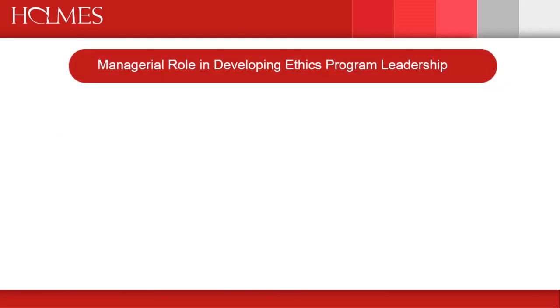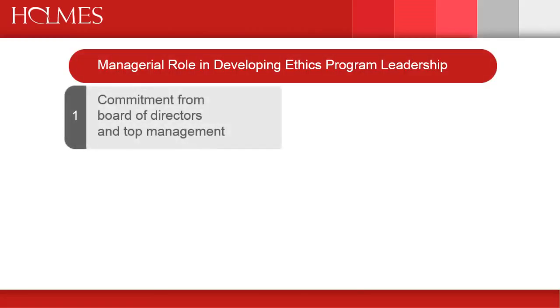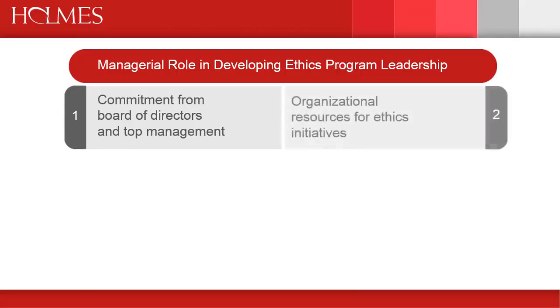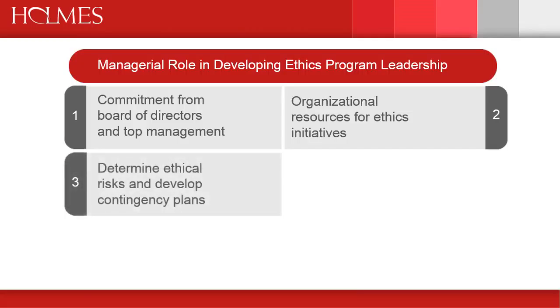The role a manager plays in developing an ethics leadership program includes organisational commitment from board of directors and top management. For example, board of directors agree to pledge 5% of their salaries for social causes. Organisational resources for ethics initiatives. For example, funds for undertaking corporate social responsibility activities. Determine ethical risks and develop contingency plans. For example, the facilities expansion plan for an organisation can be restrained by stakeholders if it is considered harmful to the environment.